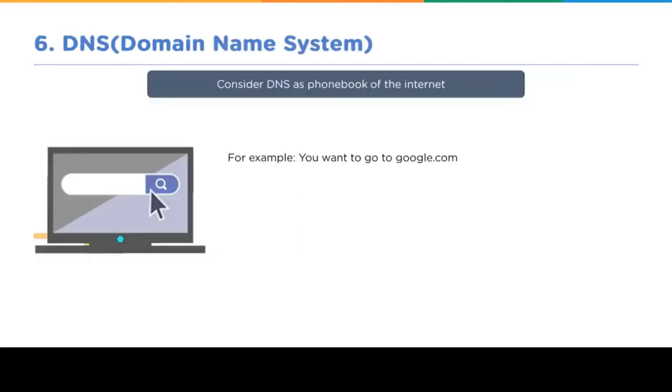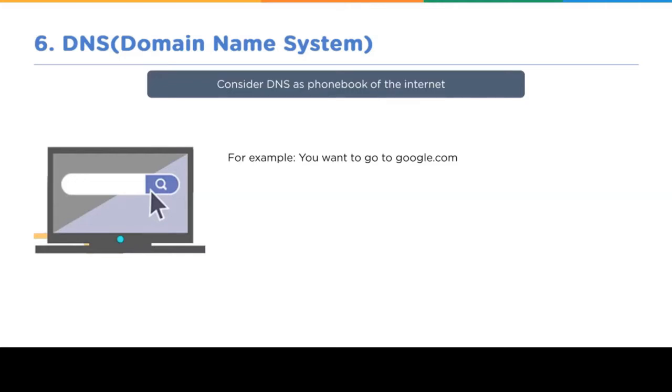The Domain Name System, or DNS, can be considered the phone book of the Internet. We humans use domain names like google.com, which are easy to remember. However, computers only understand an IP address and do not understand a domain name. This is where a DNS server is used to translate a domain name to its corresponding IP address.